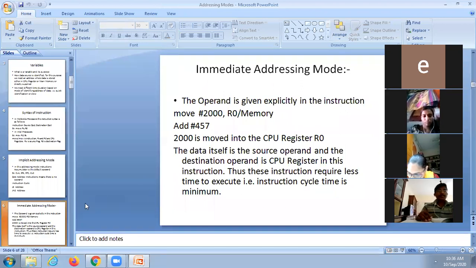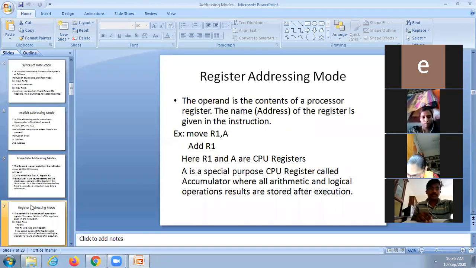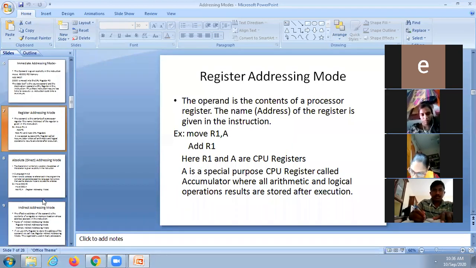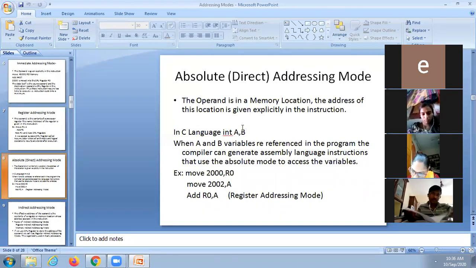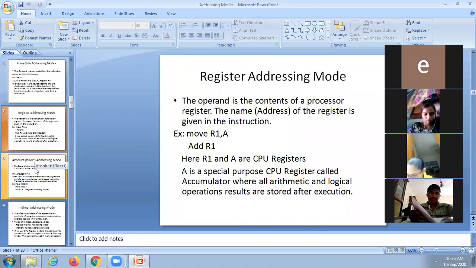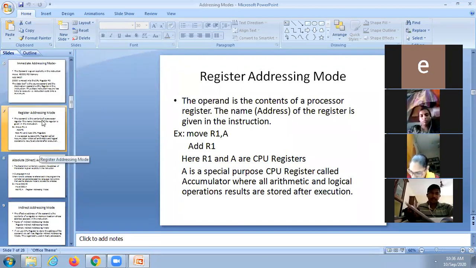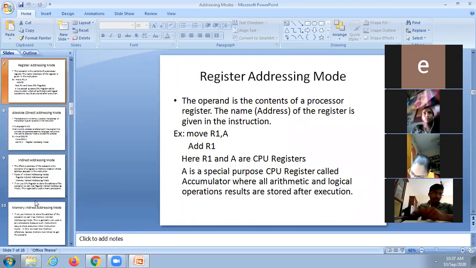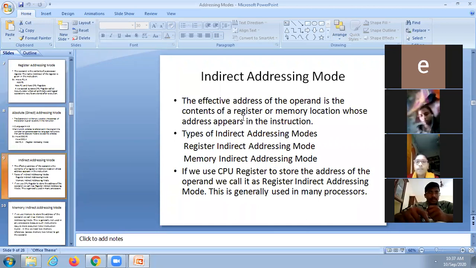another one is absolute addressing mode, where one of the operands is a memory address, then register addressing mode, where the operands are registers. These four addressing modes we have discussed in detail. In addition to this, we have discussed a little bit on indirect addressing mode also yesterday.